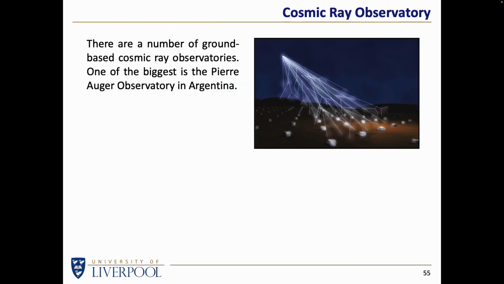How do we go about professionally measuring secondaries on the ground? We don't have a whole load of homemade cloud chambers dotted around the world to measure cosmic ray flux at the ground. One of the biggest cosmic ray observatories is the Pierre Auger Observatory in Argentina. Again, this is an artist's impression. If we get a shower of secondary particles, they hit a whole load of detectors on the ground. But this shower could be huge. So you need to spread your detectors over a huge footprint if you want to catch a reasonable fraction of this air shower.